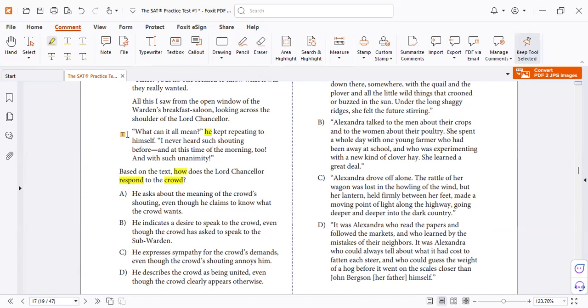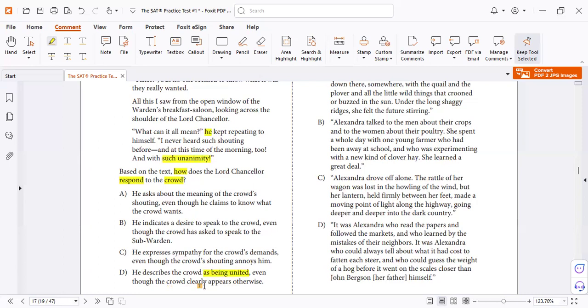Now the response is here. Letter A, no, because you don't know what unanimity means. Unanimity means people agree about something, here, being united.